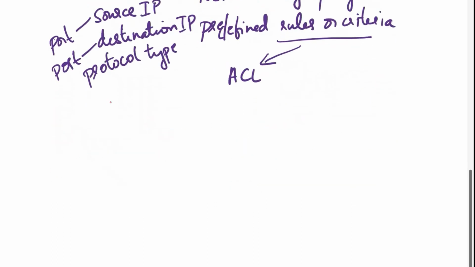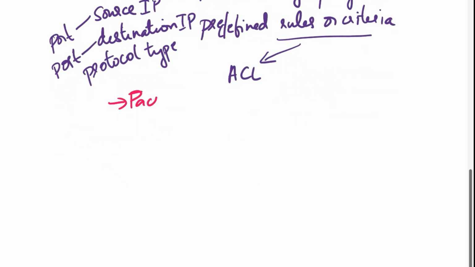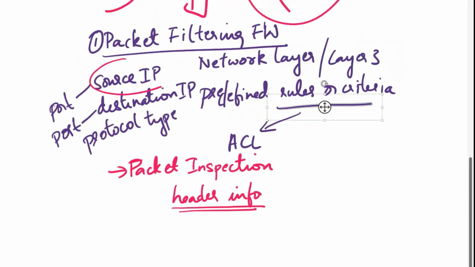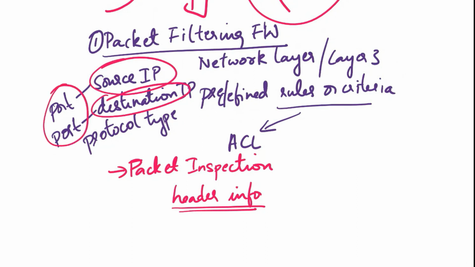The first characteristic is packet inspection, like we discussed before. When a packet of data enters, the firewall examines the packet's header information, and this header information includes details like source IP address, destination IP address, source and destination ports, and the protocol being used. For example, the protocol might be TCP, UDP, ICMP, etc.